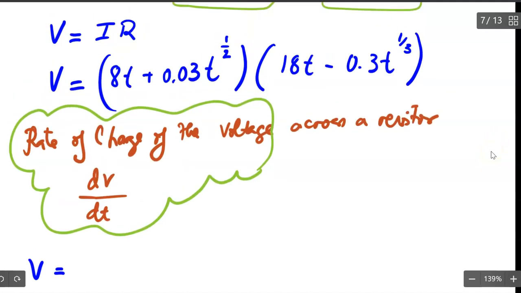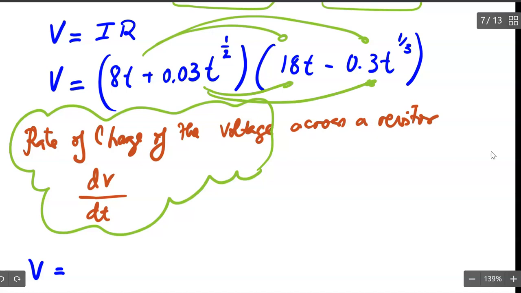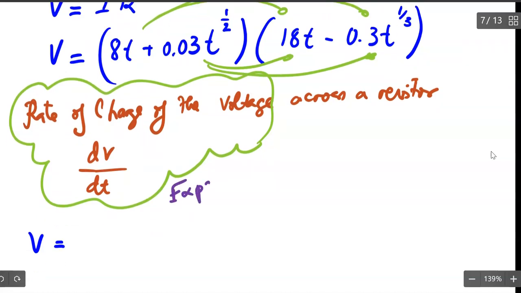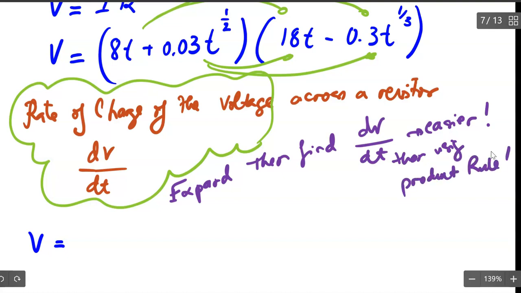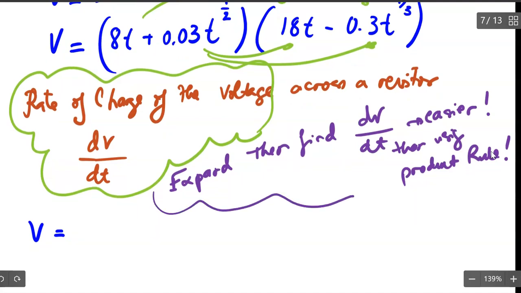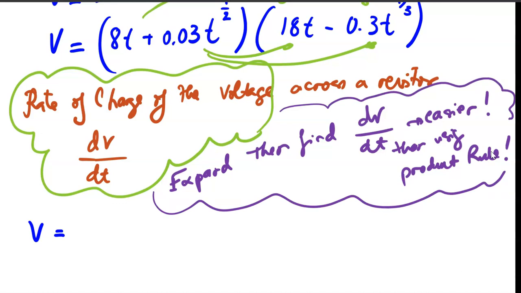So I make a note here that I will expand this. I will say here: expand, then find the derivative of V as a function of time. It will make it easier, easier than using the product rule. So expand, then simplify, so it's a lot easier than differentiating and then having to apply the product rule.